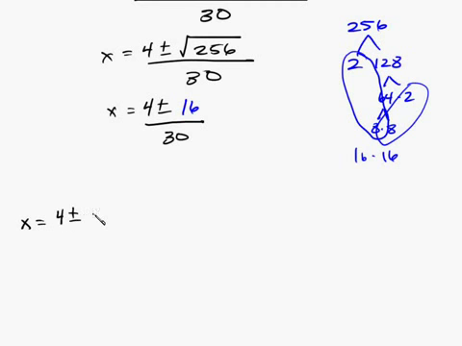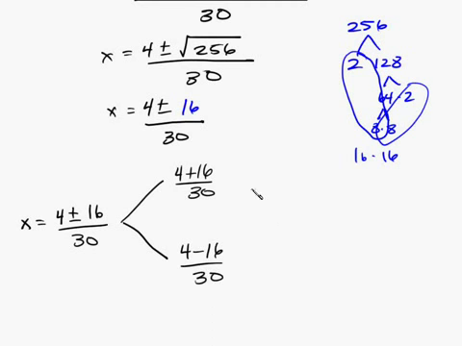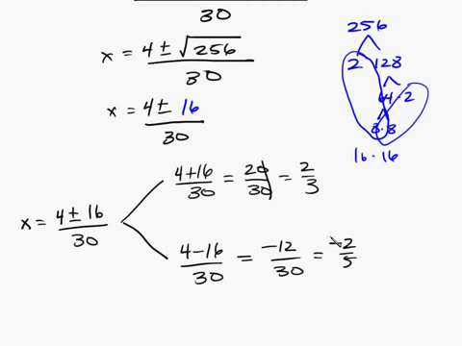Okay, so let's write this over here and kind of branch off. So it's 4 plus or minus 16 all over 30. So you're going to get one answer here, one answer here. So 4 plus 16 over 30 and 4 minus 16 over 30. Okay, so 4 plus 16 is going to be 20 over 30. Cancel that, and you get 2/3. Here you're going to get 4 minus 16, which is a negative 12 over 30. Okay, you can divide by 6. So negative 2/5.